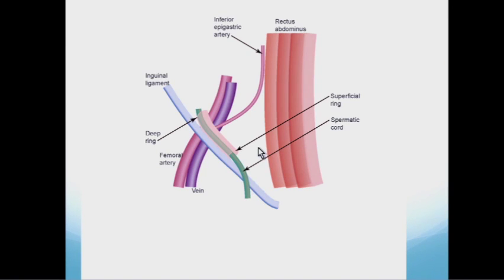Other important landmarks here are the rectus abdominis muscle at the midline, the spermatic cord, which lies in the back of the inguinal canal, and the femoral artery and vein.